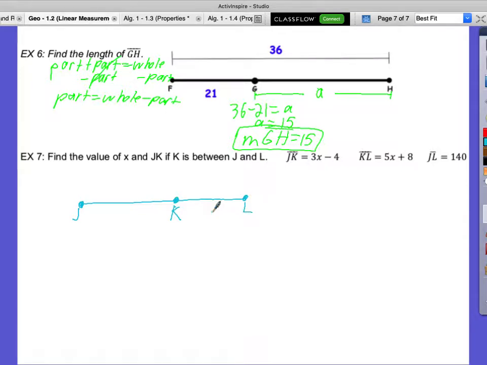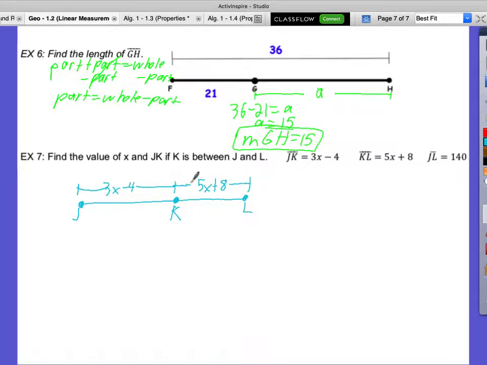Look, we're told some measures, and these aren't even cut off for us. We're told the measure of JK is equal to 3x minus 4. What am I going to do with that information? Use it. Label it. I like to label my stuff this way: I put 3x minus 4 above JK, and I like to do these little bracket-type things to tell me I'm talking here to here. I think it's pretty descriptive. And then K to L, we're told, is 5x plus 8, so I'm going to put that in there, 5x plus 8.